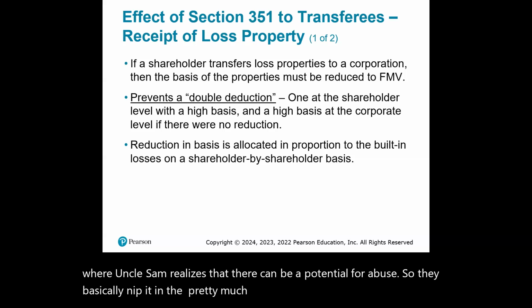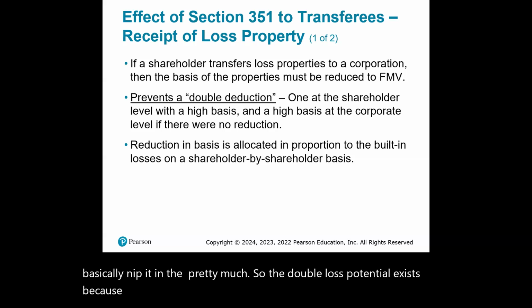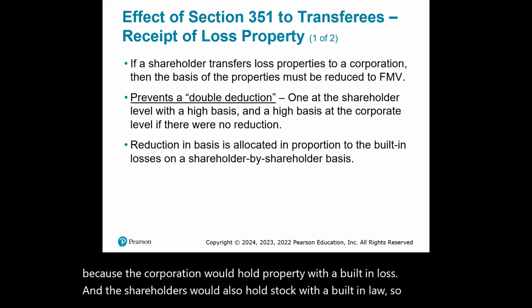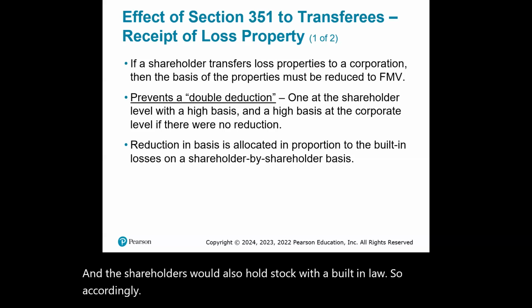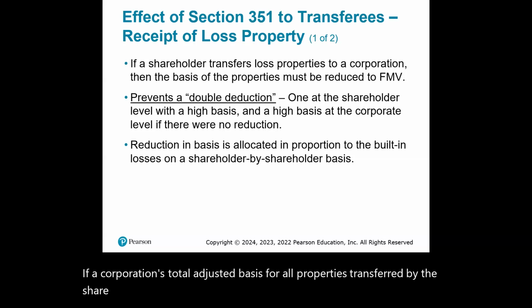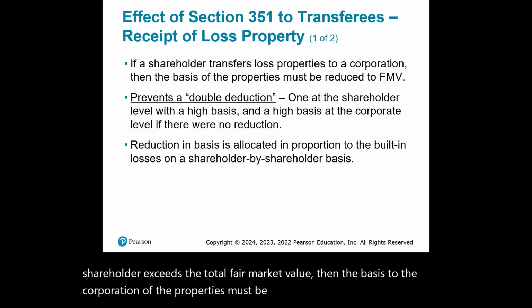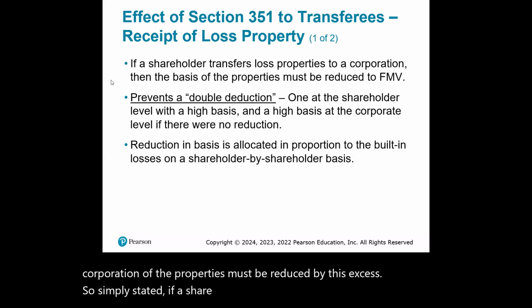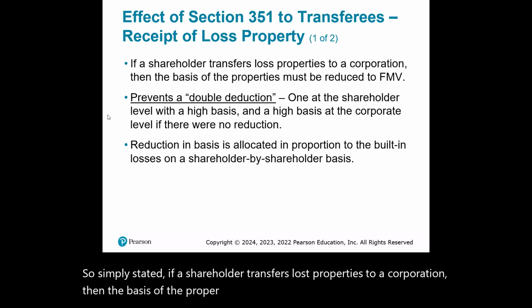So the double loss potential exists because the corporation would hold property with a built-in loss, and the shareholders would also hold stock with a built-in loss. So accordingly, if a corporation's total adjusted basis for all properties transferred by the shareholder exceeds the total fair market value, then the basis to the corporation of the properties must be reduced by this excess. So simply stated, if a shareholder transfers lost properties to a corporation, then the basis of the properties must be reduced to fair market value.